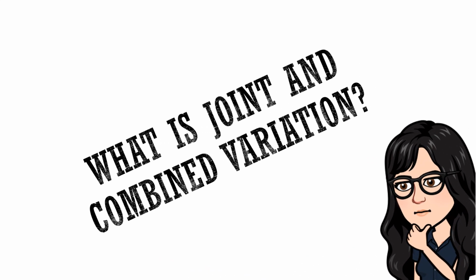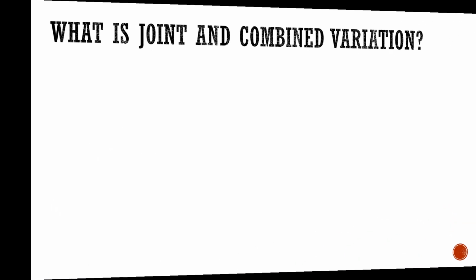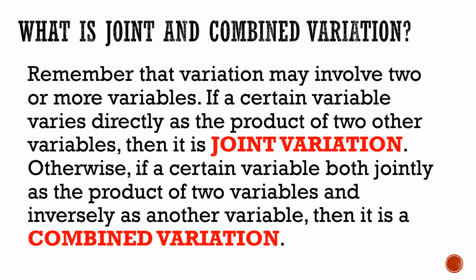Let's start. What is joint and combined variation? Remember that variation may involve two or more variables. If a certain variable varies directly as the product of two other variables, then it is said to be a joint variation. Otherwise, if a certain variable varies both jointly as the product of two variables and inversely as the other variable, then it is a combined variation.